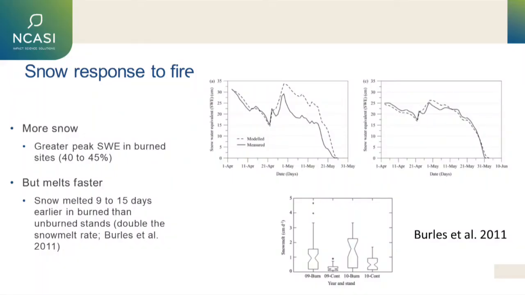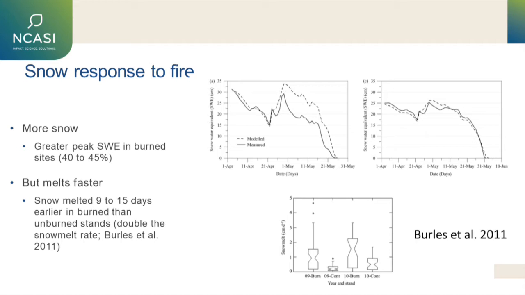So in terms of snowpack, this is a study from 2011 in Western Canada, where they found that in a burned site, the panel in the top left, there was more snow accumulation relative to the control site, which is the site on the right. They found that peak snow water equivalent, so the amount of snow, was 40 to 45% greater in the burn site than the unburned site. Theoretically, that's great, that there's more snow and potentially more water available. However, they also found that it melted faster. It actually melted 9 to 15 days earlier in the burn site than in the unburned site.